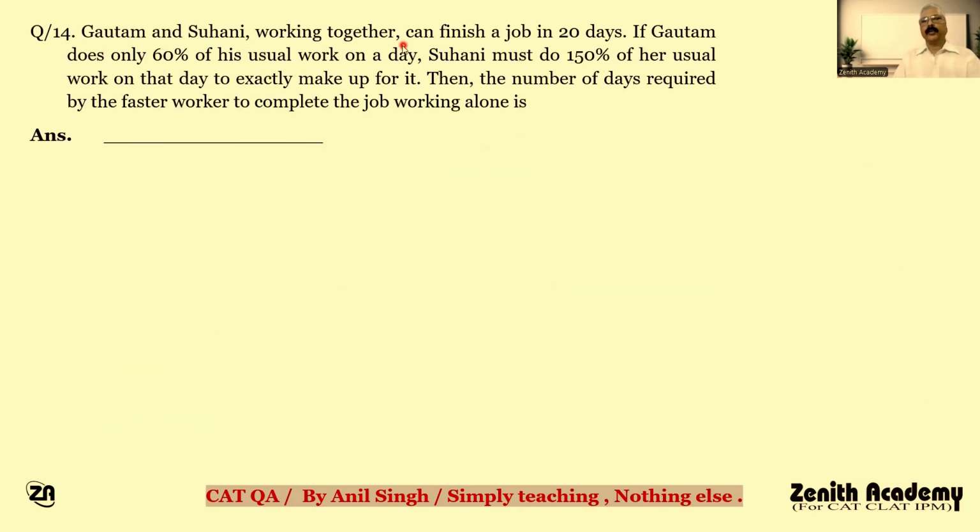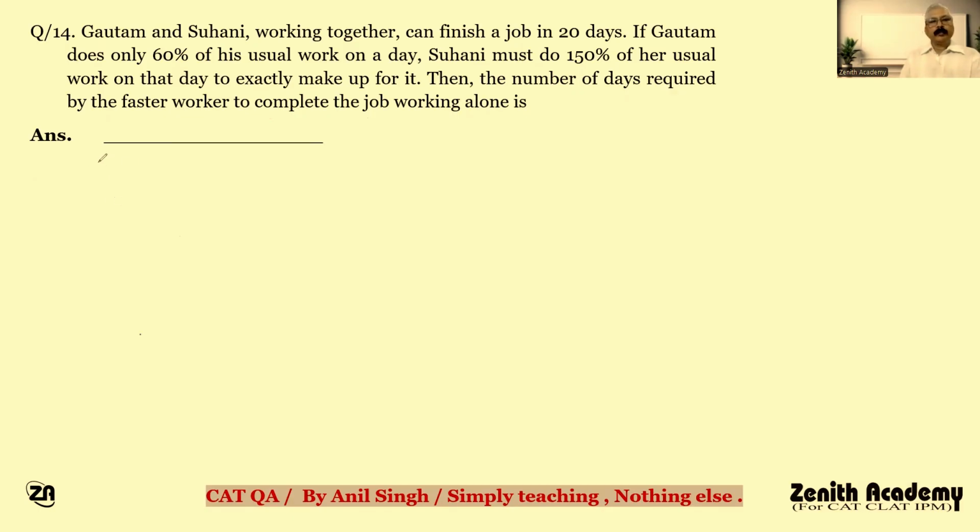Gautam and Sohani working together can finish a job in 20 days. If Gautam does only 60% of his usual work on a day, Sohani must do 150% of her usual work on that day to exactly make up for it. Then find the number of days required by the faster worker to complete the job working alone.